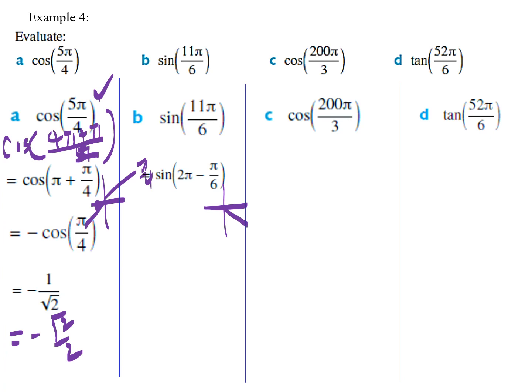In quadrant 4, sine is negative, so it's negative of sine pi on 6, which gives you negative half. Sine pi on 6 is half. So you've got to remember that exact value. Sine pi on 6 is half.